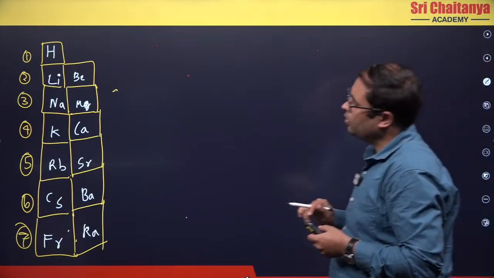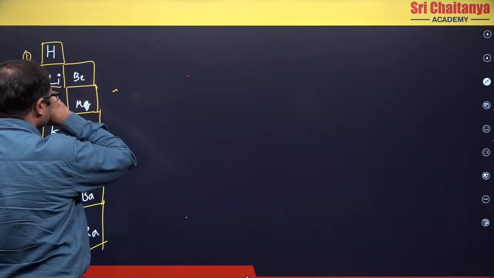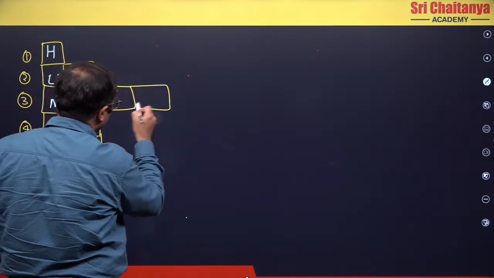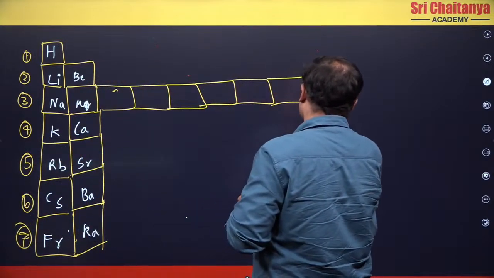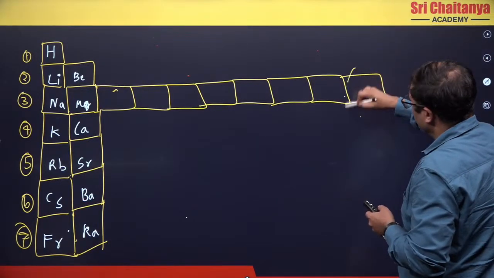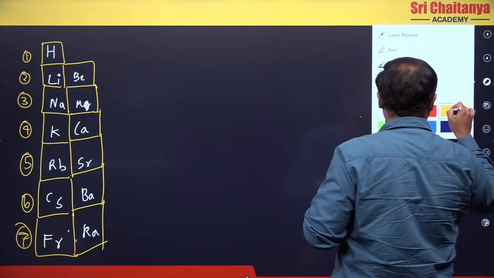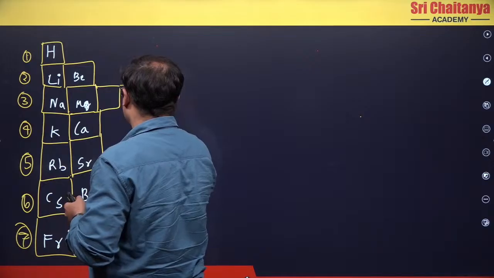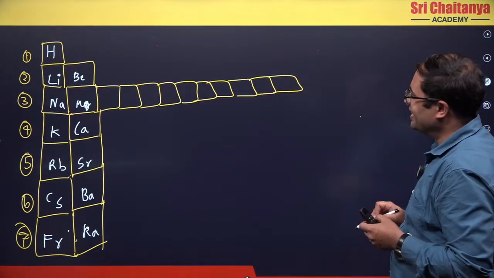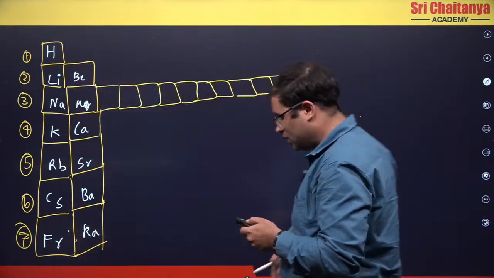After this is done, from here, leave ten boxes here. 1, 2, 3, 4, 5, 6, 7, 8. I think it will not fit. Let me just make it little smaller boxes. So after you have made 10 boxes, now let me tell you the logic of these 10 boxes. Let us fill this first and then you will understand the logic.